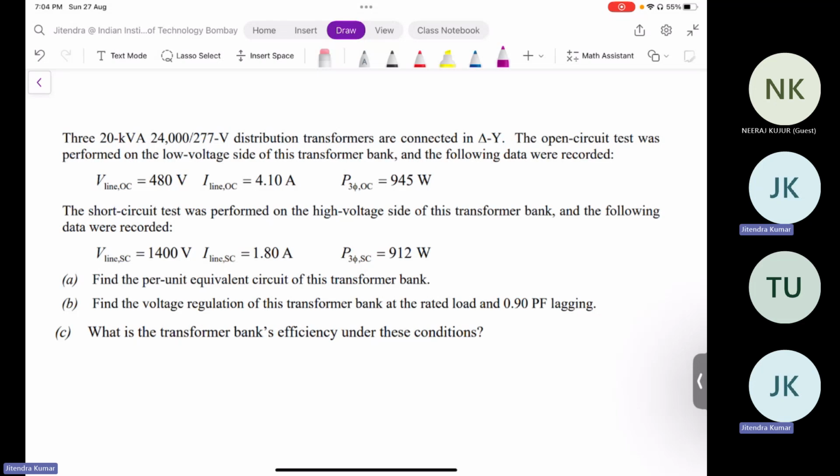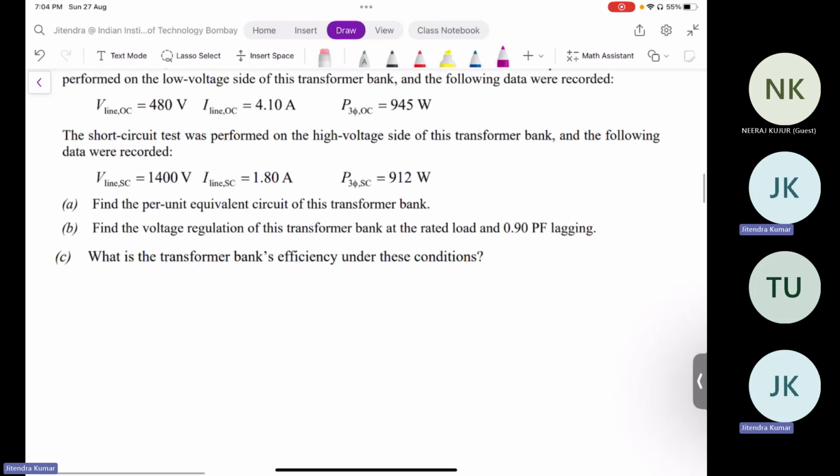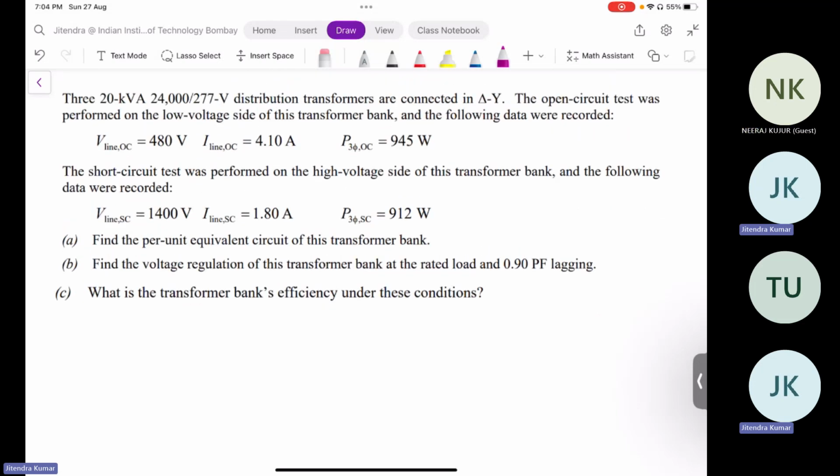So what was the concept there? Let me first draw the equivalent circuit, which is similar. From open circuit data, what can we extract? Core losses, which are already given in this problem. But the catch here is that the phase value is given as 277, or the line value is given as 480. So is it root 3 times 277?